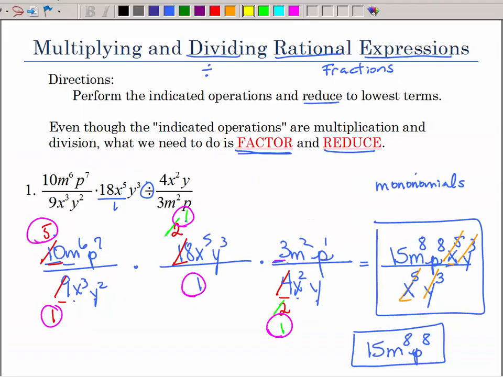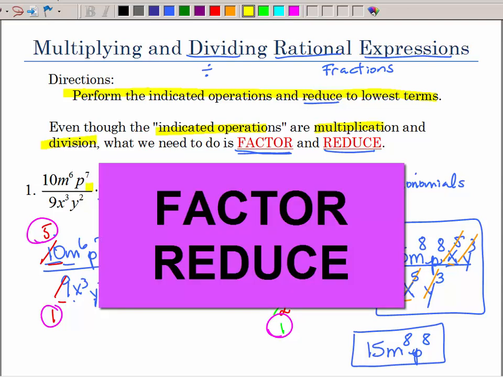So just to recap, when you see these directions, perform the indicated operations and reduce to lowest terms, you've got to look and see what kind of operations you have. If you've got multiplication and division, you need to remember to factor, factor, factor, and then reduce any common factors.